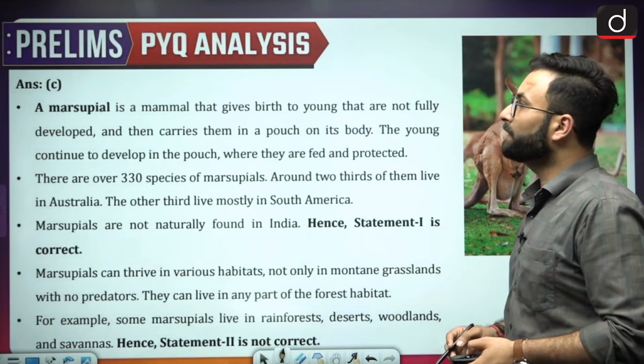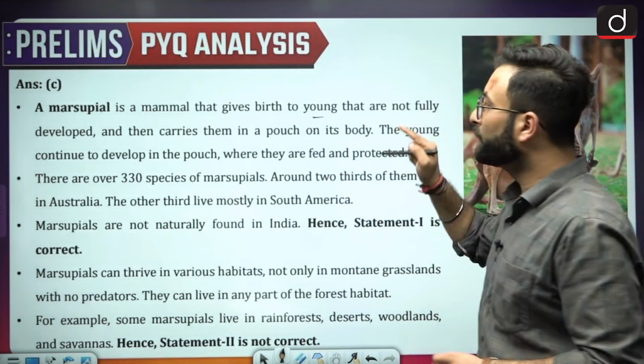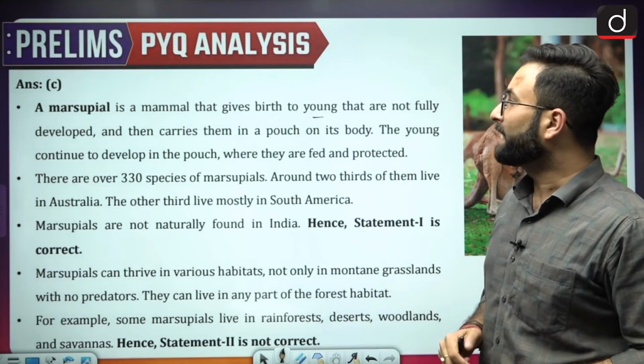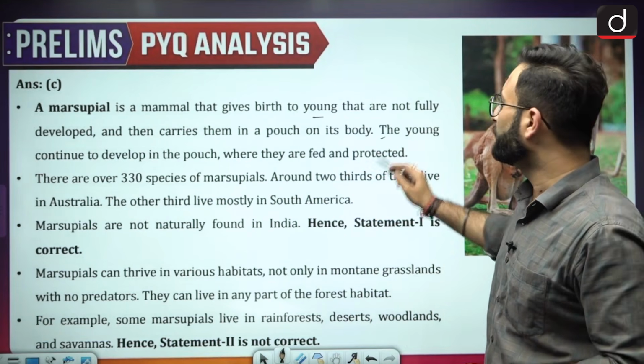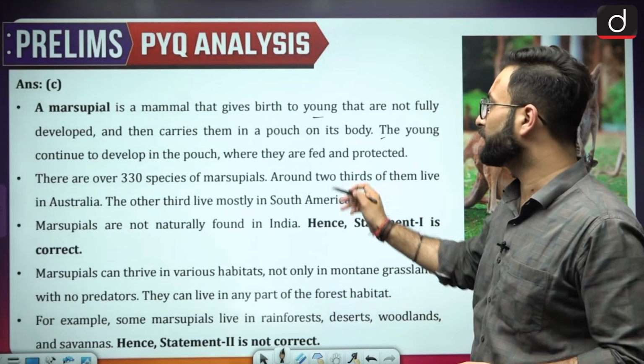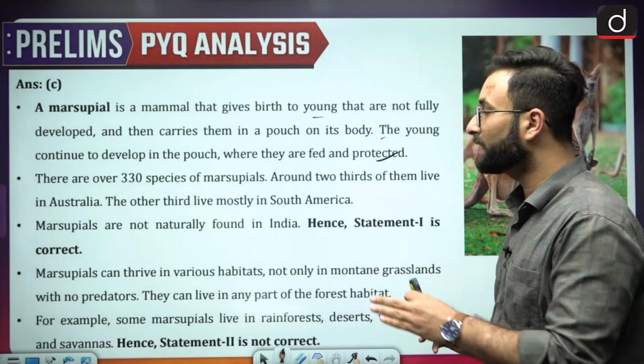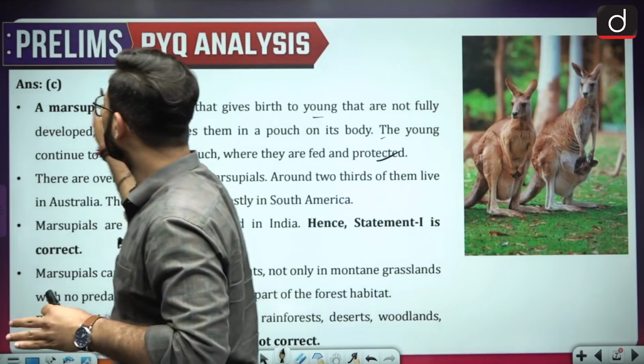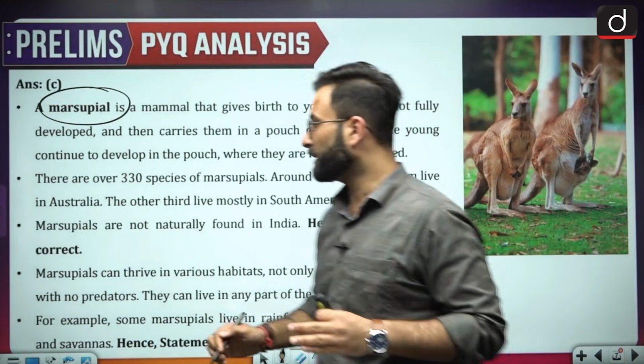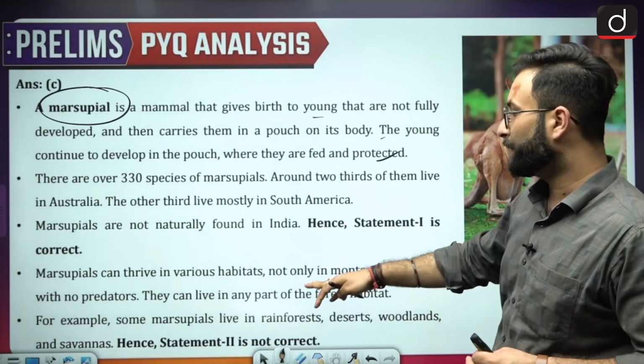A marsupial is a mammal that gives birth to young that are not fully developed and then carries them in the pouch on its body. The young continue to develop in the pouch where they are fed and protected. Now, since they have asked about marsupials, I would suggest that you add this particular name to your listings. There are some examples which are there.